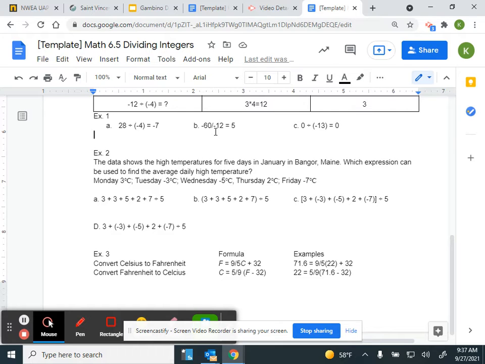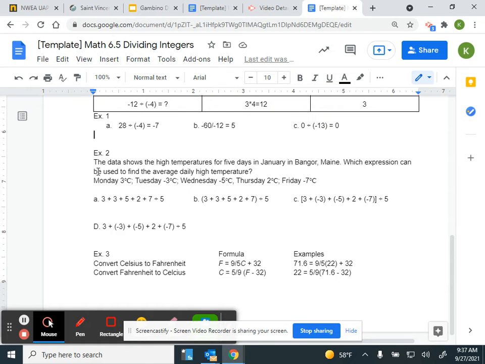What does that fraction bar tell us, Tristan? To divide. So this fraction bar means divide. So negative 60 over negative 12 means negative 60 divided by negative 12. So we know 60 divided by 12 is 5. Negative divided by negative is a positive. And C is one of those easy ones. There's a 0. 0 divided by something is always going to be what? 0. So your answer will always be 0 if it's 0 divided by something.